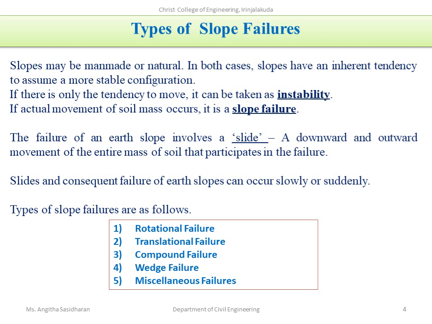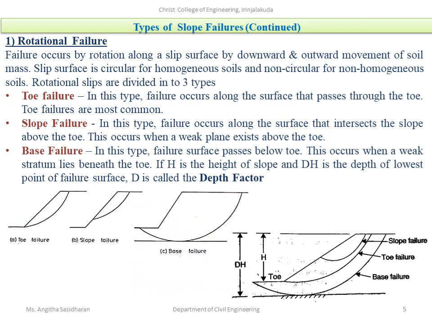So what are the various types of slope failures? So we can see in detail. So there are 5 different types. They are rotational failure, translational failure, compound failure, wedge failure, and some other types too.